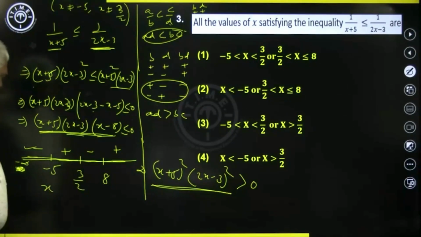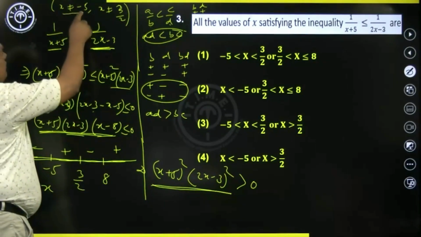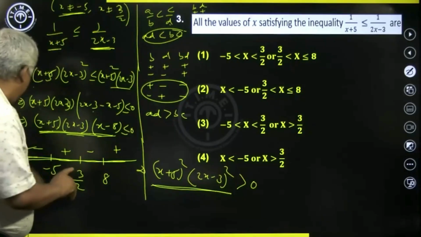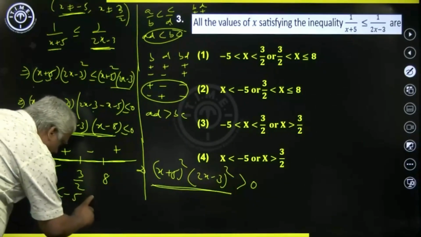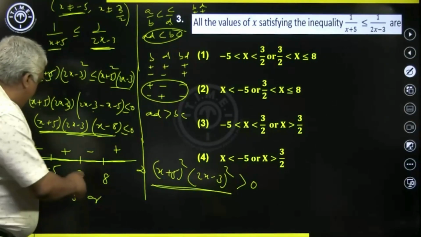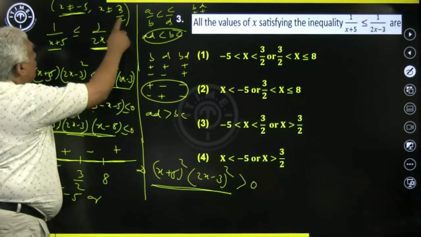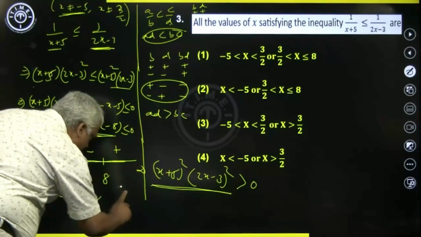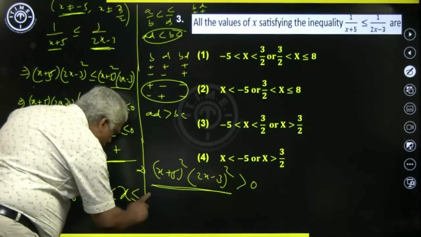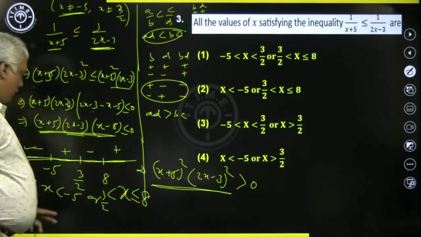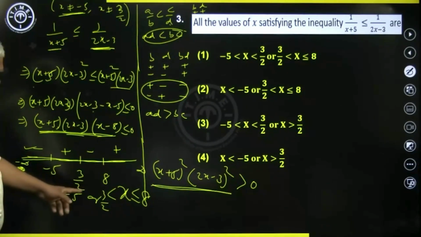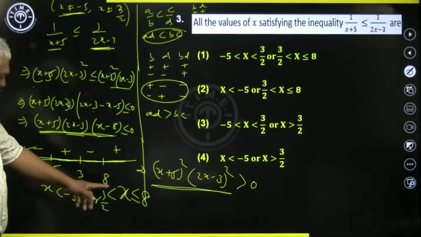So this is one range. x is less than minus 5, since x cannot be minus 5, that means the point minus 5 is not included. Or x is between 3 by 2 and 8, but 3 by 2 we cannot include, so x will be more than 3 by 2 and less than or equal to 8. 8 we can include. So the answer is x is less than minus 5, or x is more than 3 by 2 and less than or equal to 8. It's 'or'.